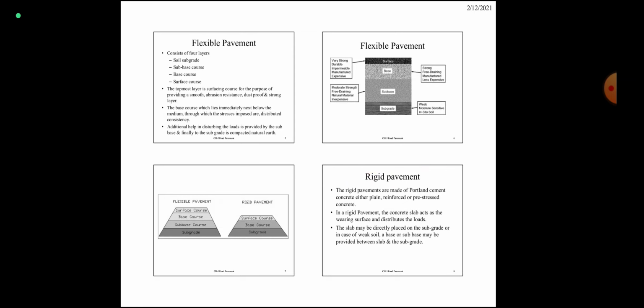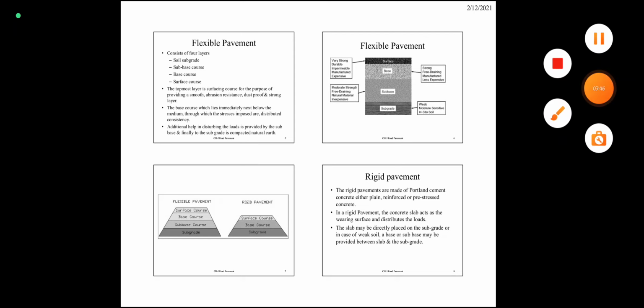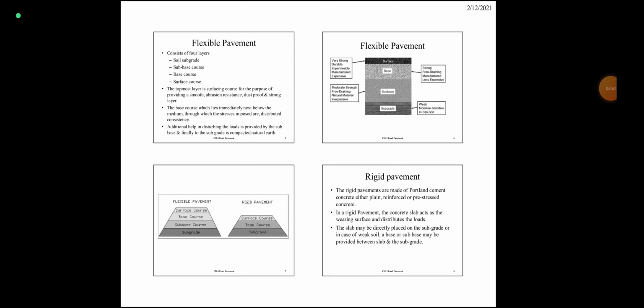Rigid pavement: the rigid pavements are made of Portland cement concrete, either plain, reinforced, or prestressed concrete. In a rigid pavement, the concrete slab acts as the wearing surface and distributes the loads.